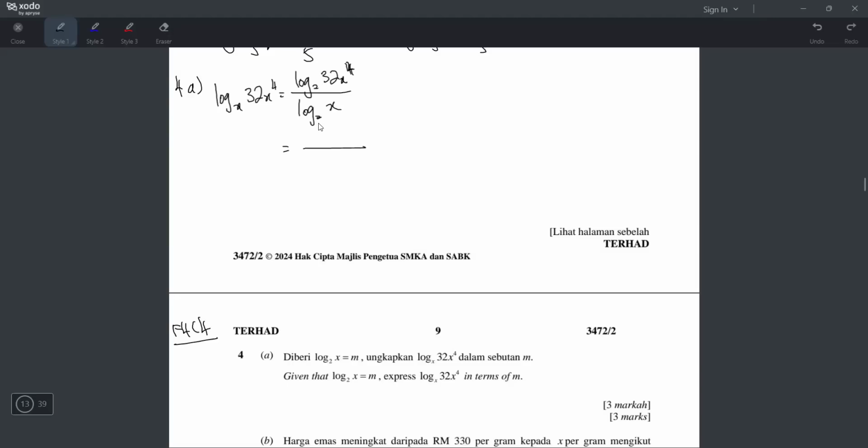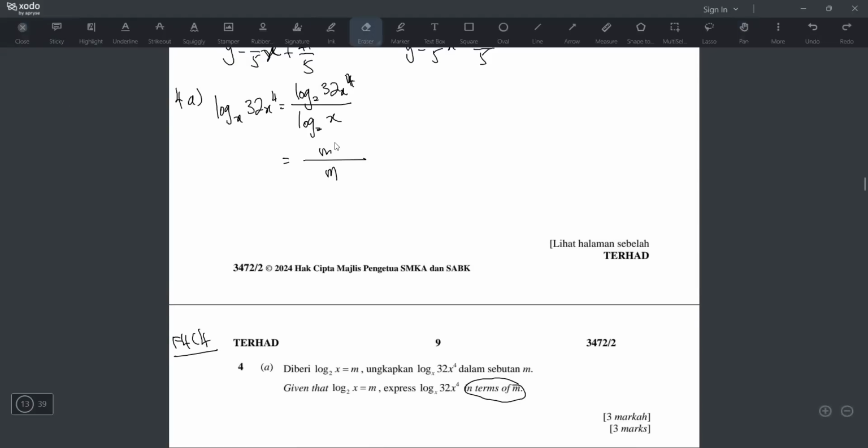And I notice that log x base 2 can now be replaced by m. The question says in terms of m, so your answer should be in terms of m. So log x base 2 can be replaced by m, but the one on top you must not replace with m. The one on top is log base 2 of 32x^4. So I think I have to do something here.